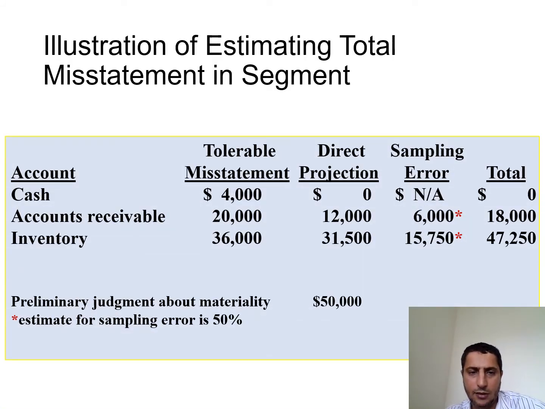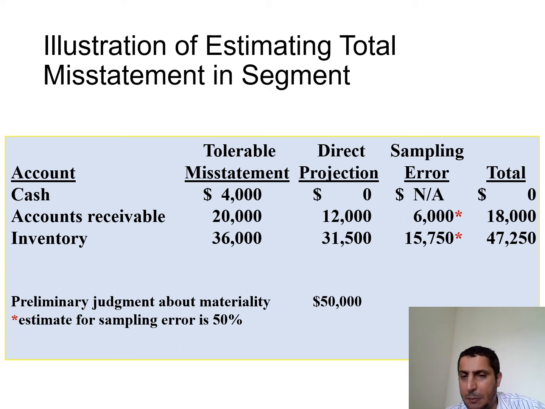So as we see here, we already get the direct projection for the inventory, and as well for the account receivable if we have the details for that. And then for cash we will not have direct projection. The reason is that in cash we will try to have total check or total test for all what we have.